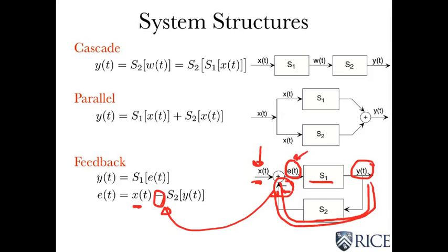That causes the engine to rev. Let's say that describes the engine, causing an output velocity y, but that goes through the control system S2 to produce the error signal. And finally, when the error goes to 0, the cruise control kind of settles down and doesn't accelerate the car anymore. So that's a great example of a feedback system.